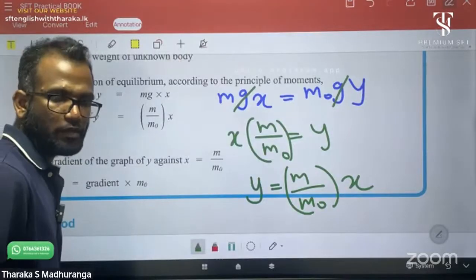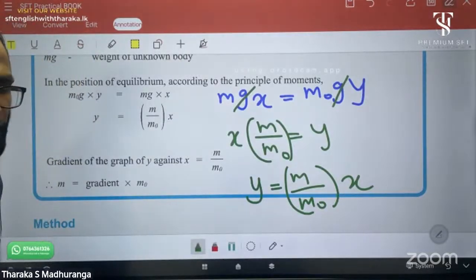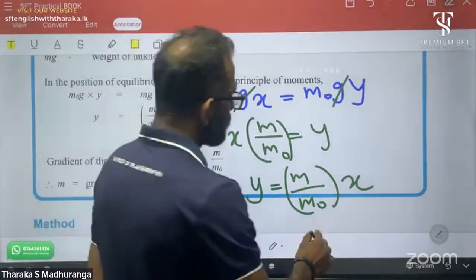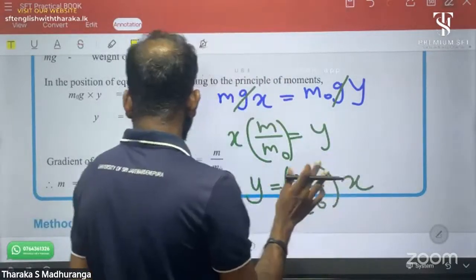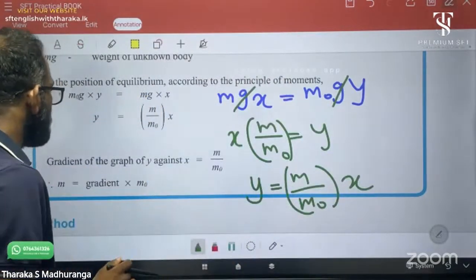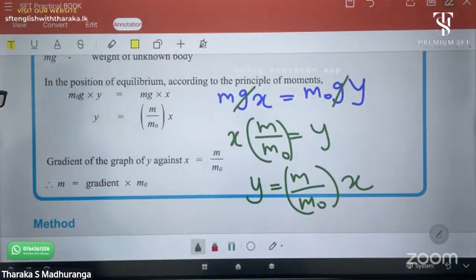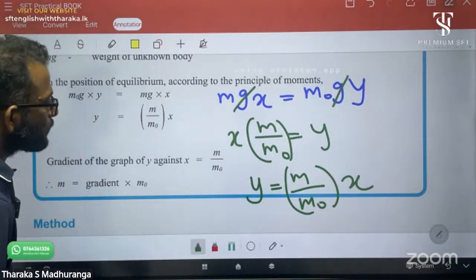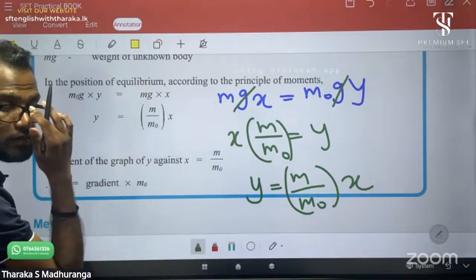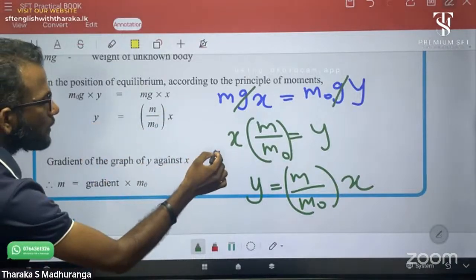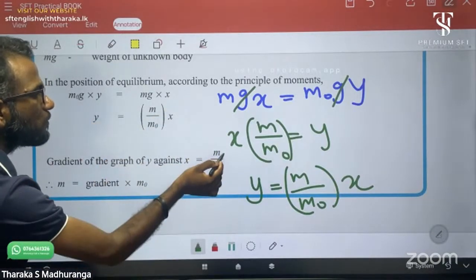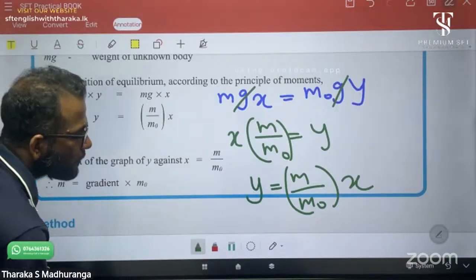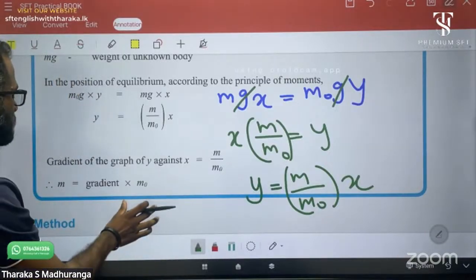M over m naught into x. M over m naught means the gradient of this equation. If you know the gradient of this equation, we can get mass, it is equal to mass over unknown mass. Then we can find the unknown mass.